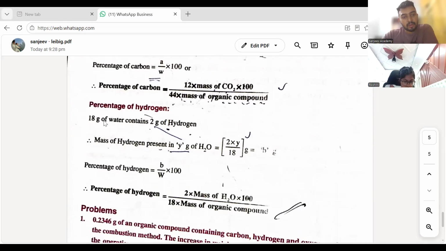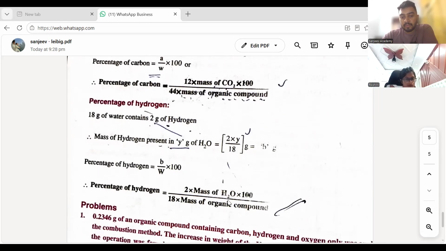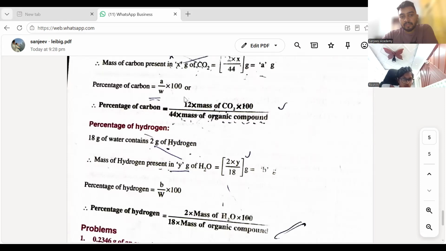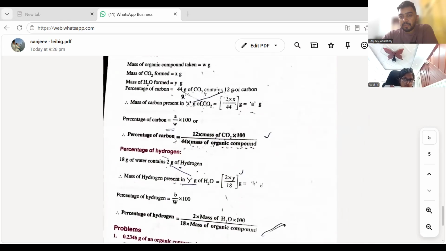Percentage of hydrogen, again from water. 18 grams of water contain 2 grams of hydrogen. Again, what we do is 2 into y by 18. That's all. I'll get b, so I'll get b by W. That is nothing but 2 by 18 into mass of water into 100 by the mass of the organic compound. That was a by W into 100, this is b by W into 100. Either this or this, whichever you feel comfortable. Clear, both of you? Nothing to teach in this. You have to understand and do it.